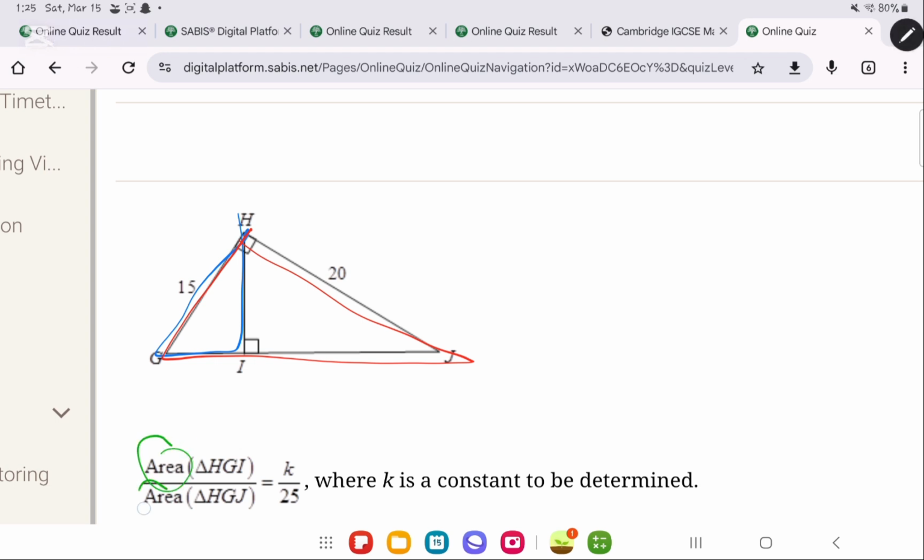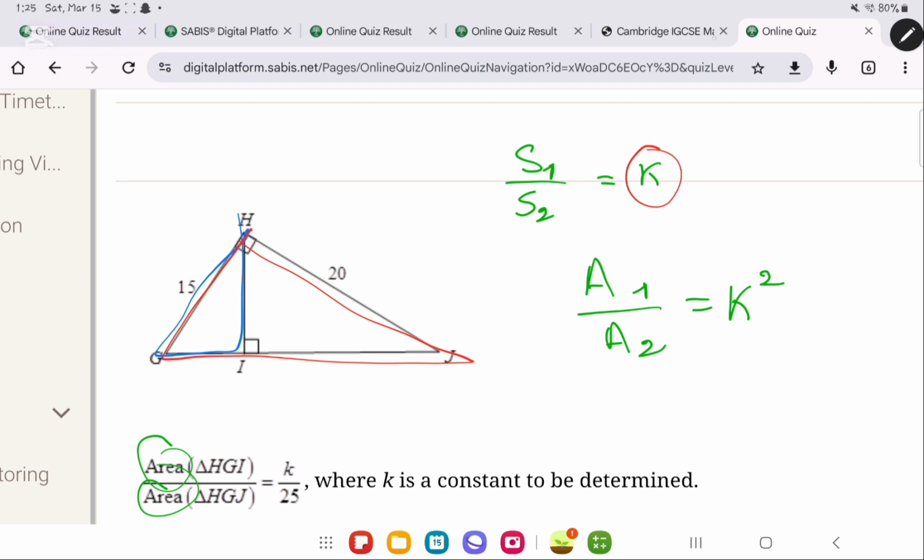They need the area of the triangles, but we cannot find the area. What we could do instead is find the side. And we know that the similarity ratios state that side 1 over side 2 is equal to a constant, whereas area 1 over area 2 is equal to the constant squared. Okay? So to find the constant, first of all, we need to select the two sides. Now, one side given to us in the blue triangle is the hypotenuse, which is 15. That means in the red triangle, we need to select the hypotenuse. But the hypotenuse is not given. This JG is our hypotenuse.